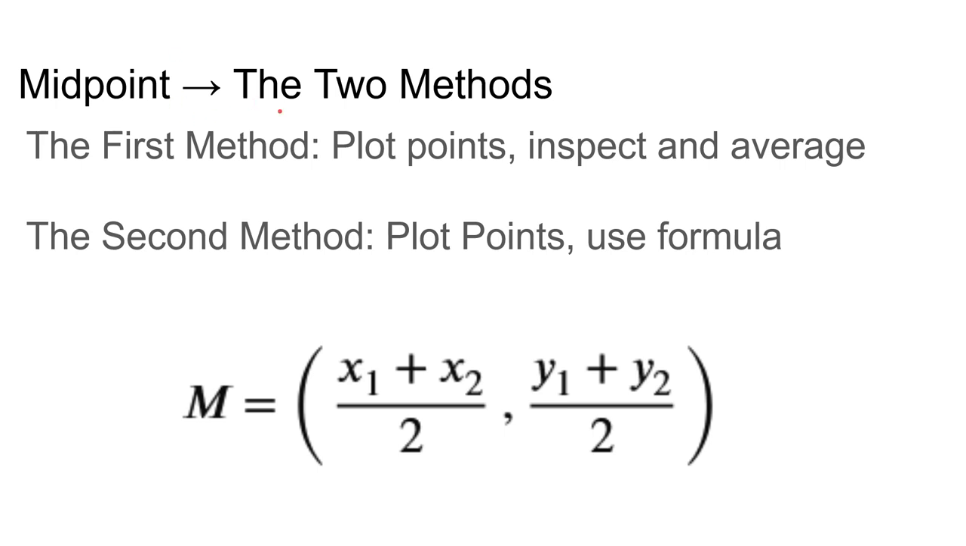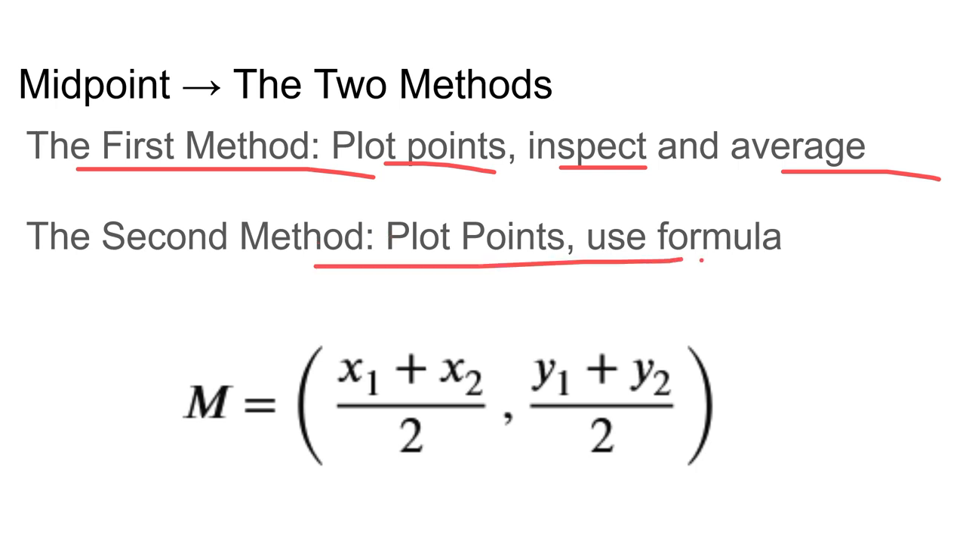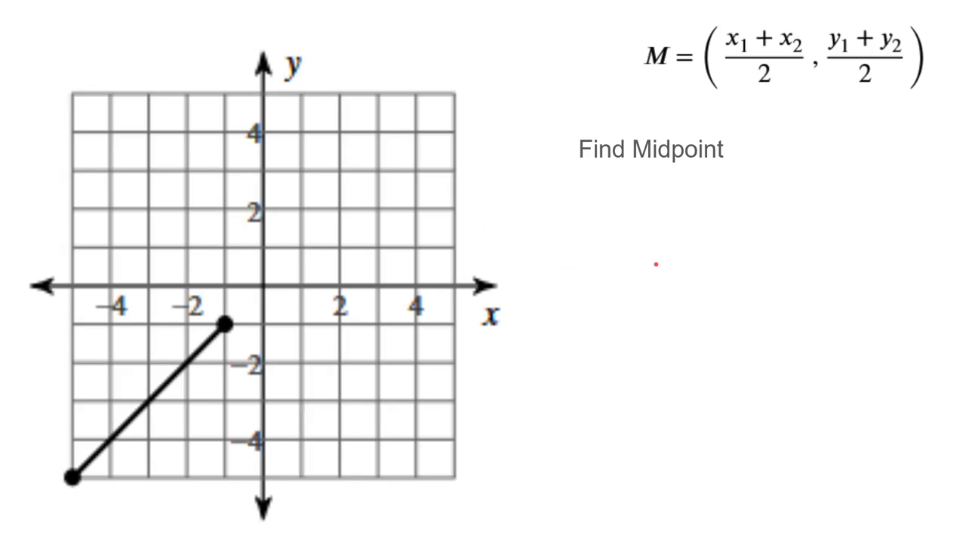So midpoint, there are two methods to this. The first method is to plot your points, inspect, and average. The second being plotting the points and then using the aforementioned formula. This may seem very difficult to understand at first. What is plotting a point, inspecting an average? So we'll quickly jump into that.